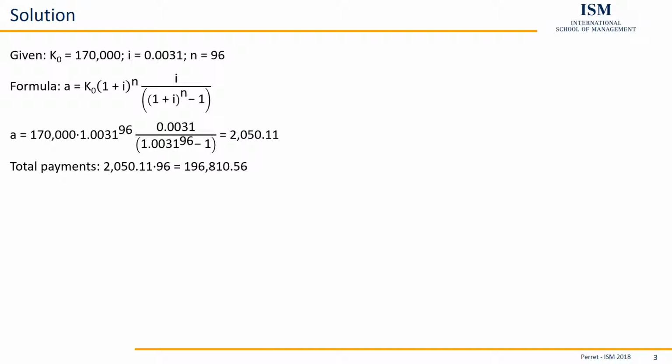If we compare this with the cash price of 170,000 euros, we see that he has to pay 26,810 euros and 56 cents more. Well, it's quite a considerable sum he has to pay more if he decides on going with paying in monthly rates. Okay, this short unit is then thereby already finished.